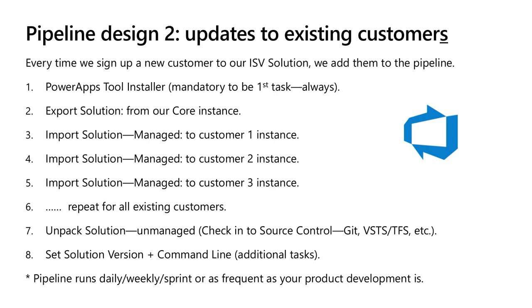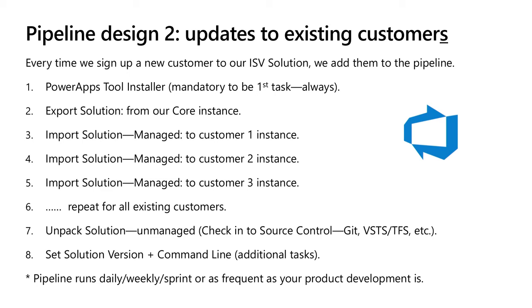So let's start from the top. First, you always have to start with the Power Apps tool installer, which is a mandatory first task. But then we export our core solution, just like we did with a new customer. The difference then is we import the solution multiple times. Every time a new customer is added, so customer 1 instance, customer 2 instance, customer 3 instance, and you keep on repeating this for your 50 customers. So tomorrow you get customer 51, you go and create a new build task to deploy the latest version into this customer. The advantage is all your customers are in exactly the same version.